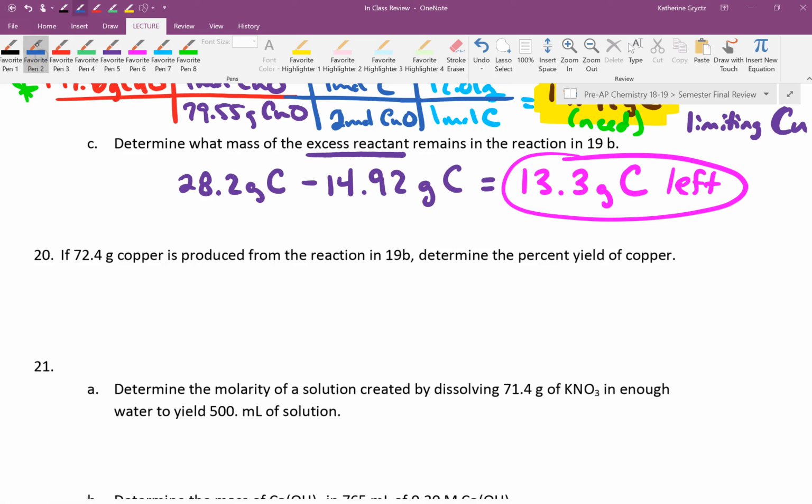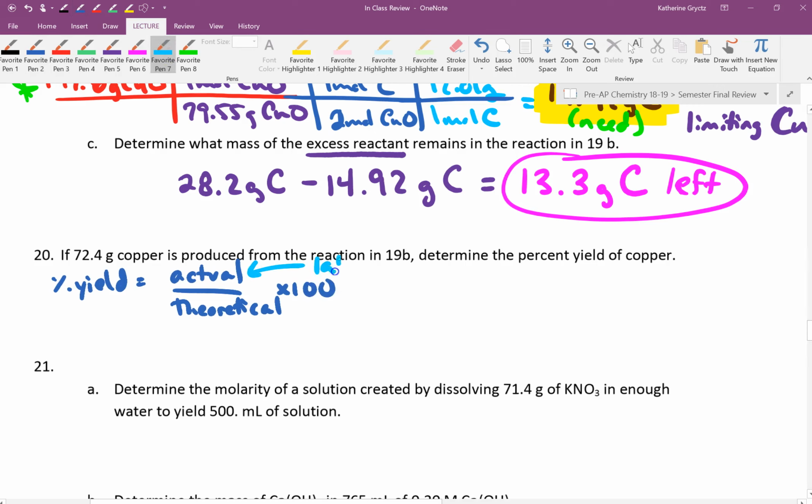Okay, so question 20 says, if 72.4 grams of copper is produced from the reaction in 19B, determine the percent yield of copper. So you should have learned that percent yield is actual over theoretical times 100, as all percents are. So actual comes from the lab, and theoretical comes from the math. So I'm going to say it comes from the line that we do.